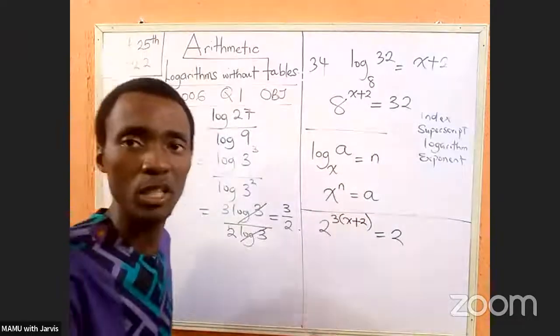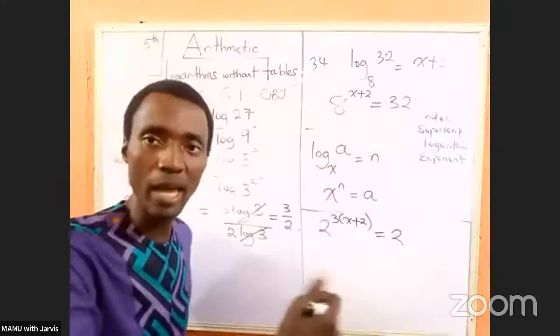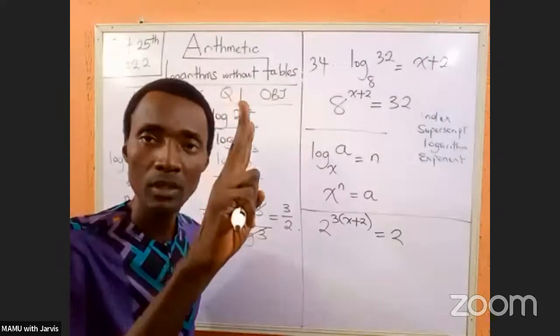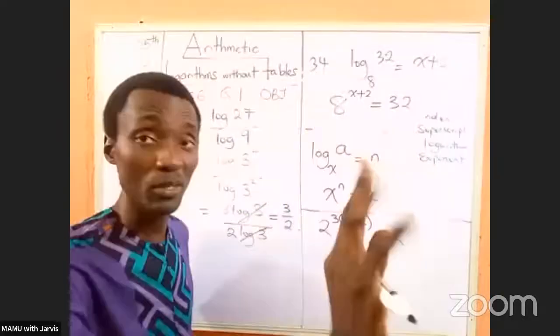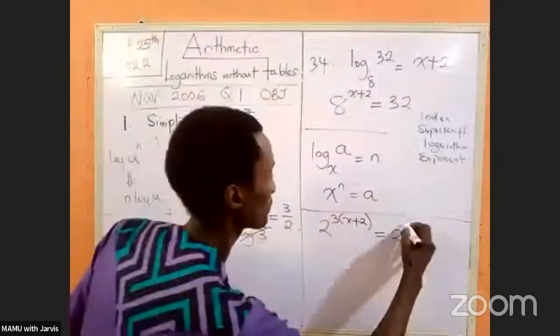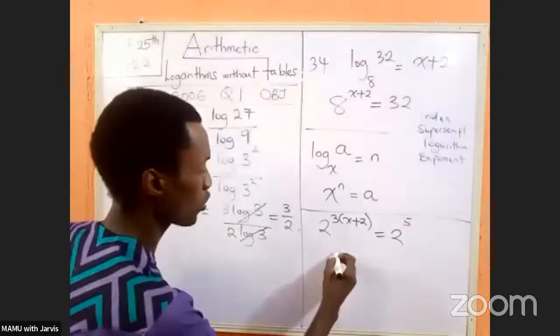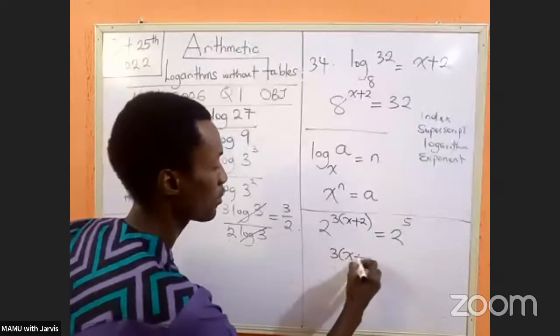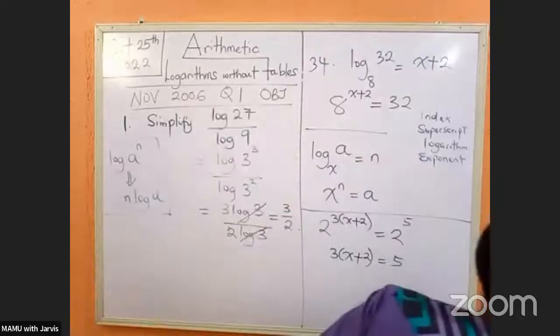How many times will I multiply 2 to get 32? So I will test. 2 times 2, 4, times another 2, 8, times another 2, 16, times another 2, what? 32. So I would have multiplied 2 how many times? 5 times. So with this done, this will now be equal to what? 3 into x plus 2 equal to what? 5.